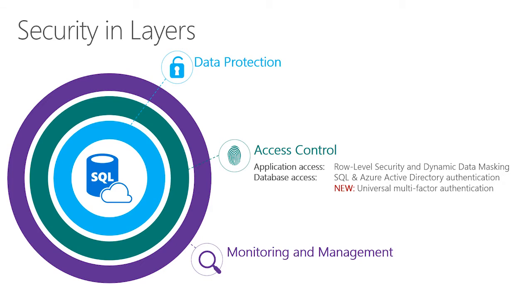Returning to our diagram, the next layer of security is about controlling access through authentication and authorization at both the application level and the database level. For application access control, Azure SQL Database offers programmability features such as row-level security or dynamic data masking that allow you to implement data access policies for all your applications in one central location, namely your database.